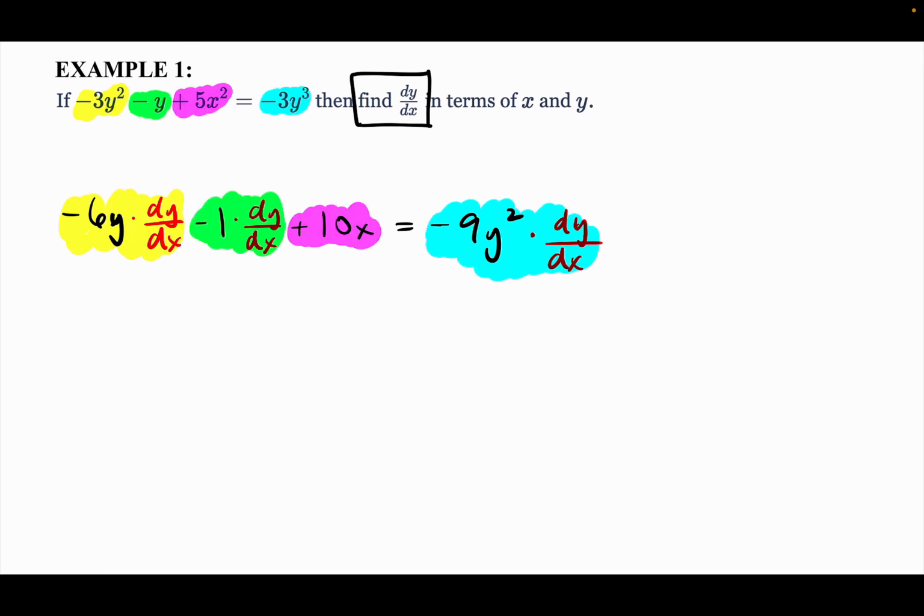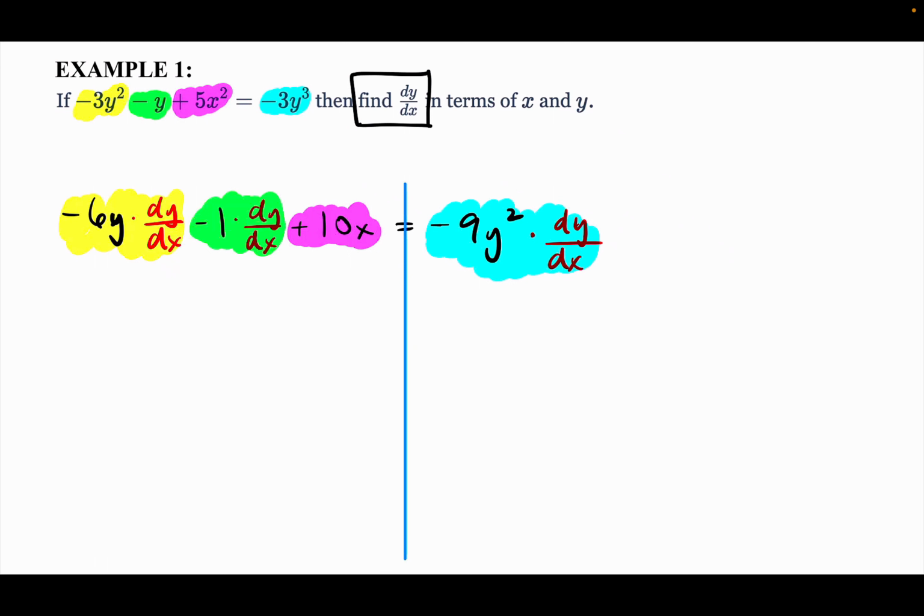Well, I have 3 of them, right? So what I have to do is get them on the same side and solve for them. Right now I have 2 of them on the left, 1 of them on the right of the equal sign. I've got to solve for them now. So I'm going to get everything with a dy dx to the left, and everything without to the right.